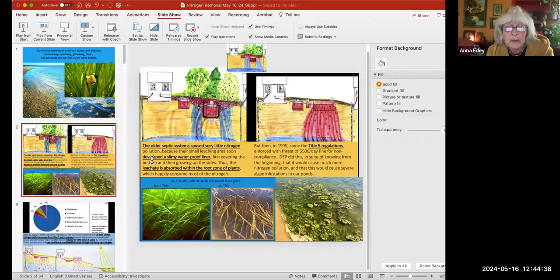The older septic systems caused very little nitrogen pollution because of their small leaching area.